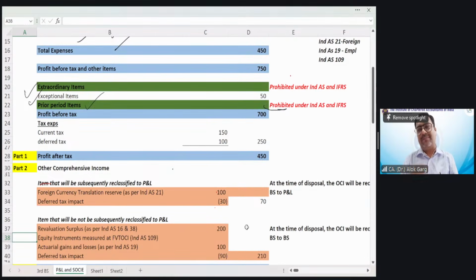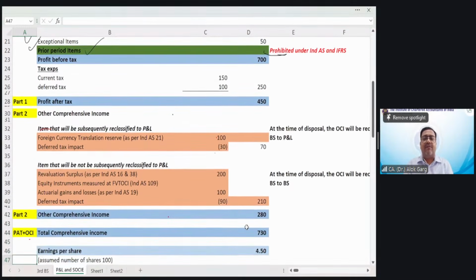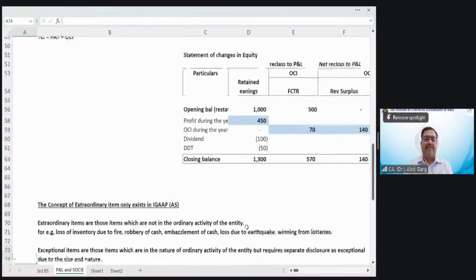So these two subsections are given for other comprehensive income. As per the accounting treatment given in the respective standard, you have to learn what items will be subsequently reclassified to P&L, and what items will not be subsequently reclassified to P&L. I will give you the notes. In the notes, I will show it separately, the items which are reclassified to P&L and not reclassified to P&L. You will be able to learn those items in the respective standards. Is that clear? This is the concept of OCI.